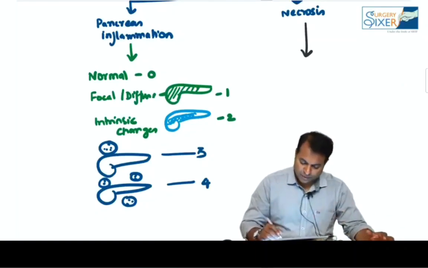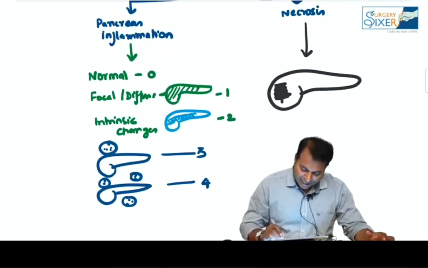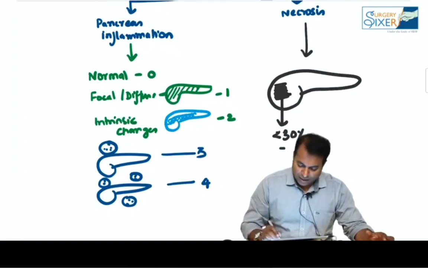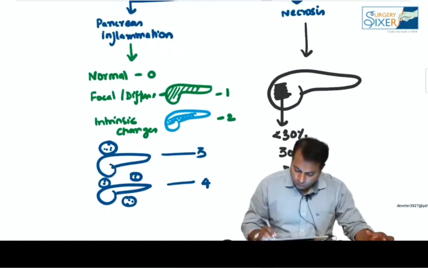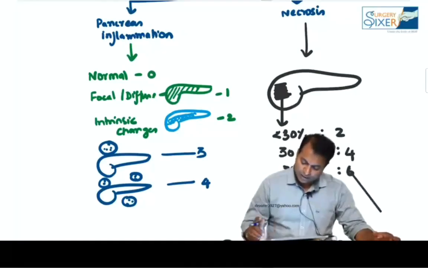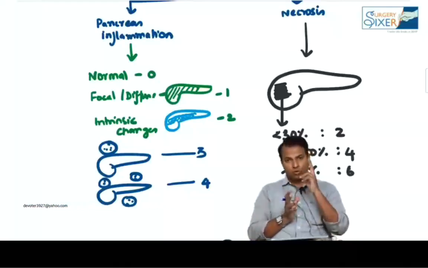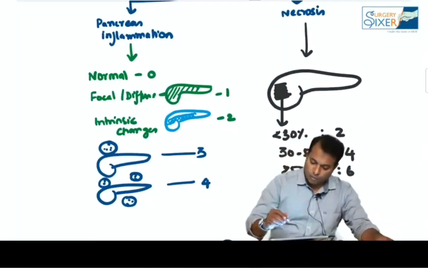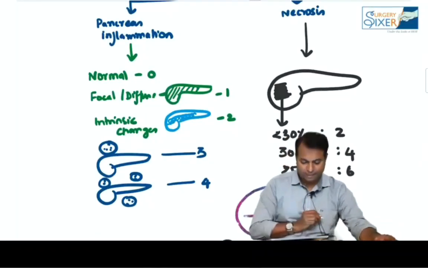And coming to necrosis, if less than 30% of the pancreas has lost its blood supply, that is less than 30% necrosis, or it can be 30 to 50% necrosis, or more than 50%. So you give 2, 4, 6. Less than 30% necrosis, 2 points. 30 to 50% necrosis, 4 points. And more than 50% necrosis is 6 points. So the total scoring is 10. Please remember, the total scoring is 10.